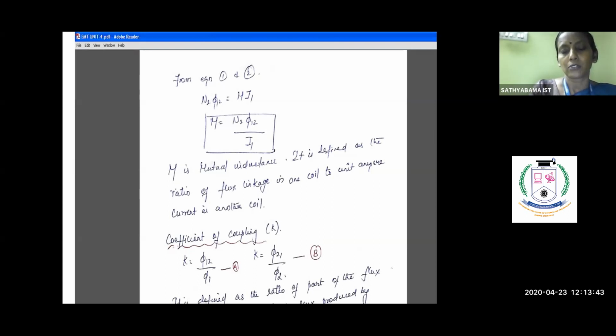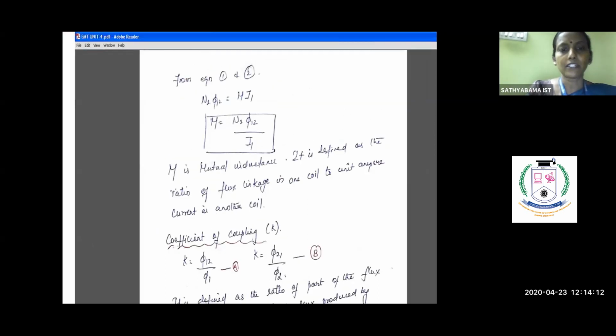Since, from the equation, we can understand your K value will be less than 1, because the denominator term is going to be higher when compared to the numerator term here. So when I say K equal to 1, which means whatever flux is linking the first coil, all that flux is going to link the second coil, which means that the entire setup is an ideal setup.